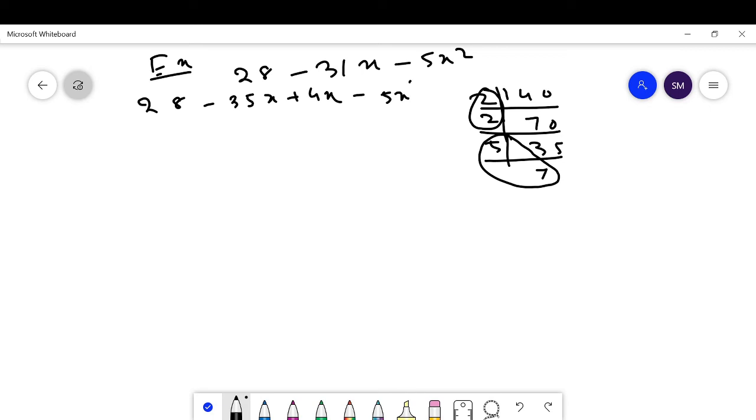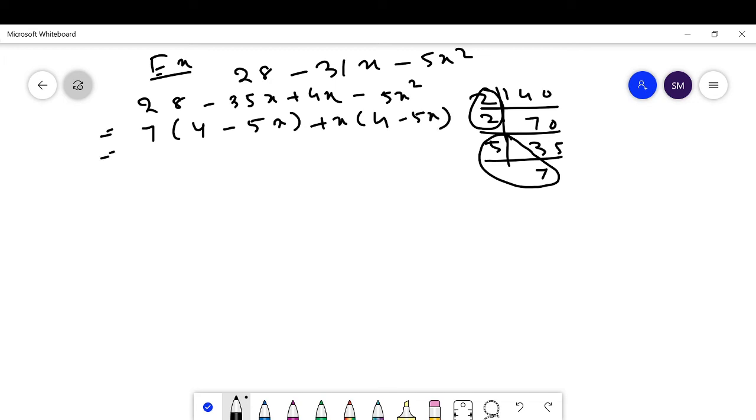This is minus 5x square. From these two terms we take common 4, then 7 we take common 7. When 28 is divided by 7, 4 is left here, and from 35x when you take common 7, minus 5x is left. From 4x square minus 5x square taking common x, here is 4 minus 5x.